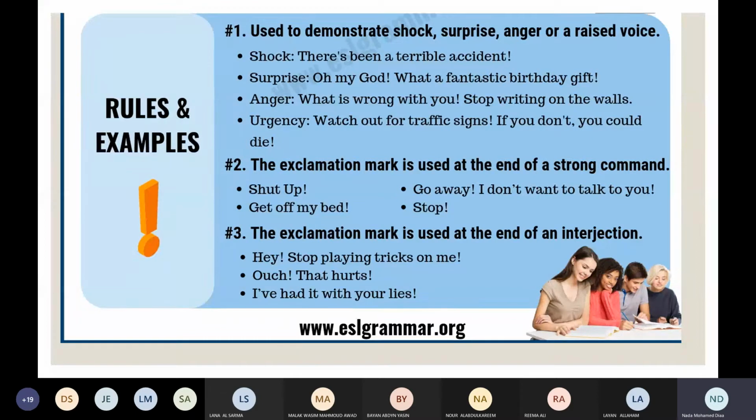The exclamation mark is used at the end of an interjection. Hey, come on, stop playing tricks on me! This is also a strong comment. Ouch, that hurts! Exclamation mark. I've had it with your lies! Exclamation mark. Here, after an interjection.